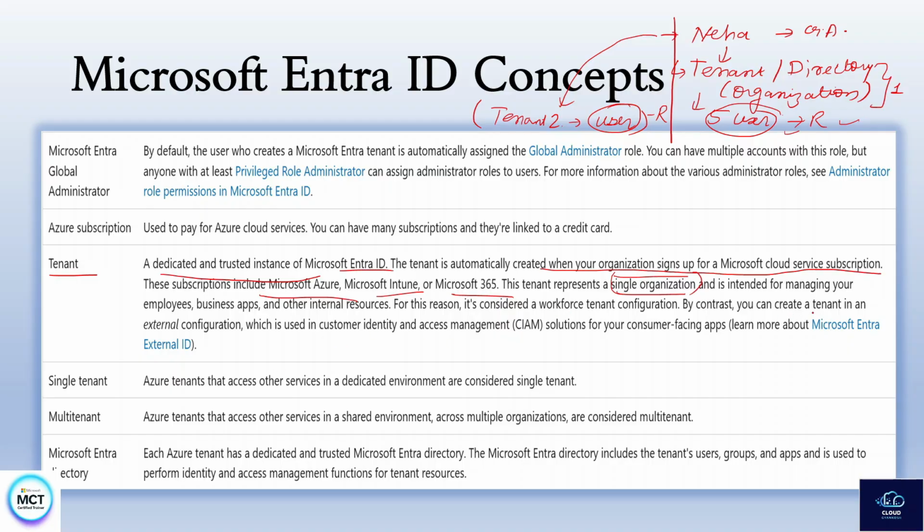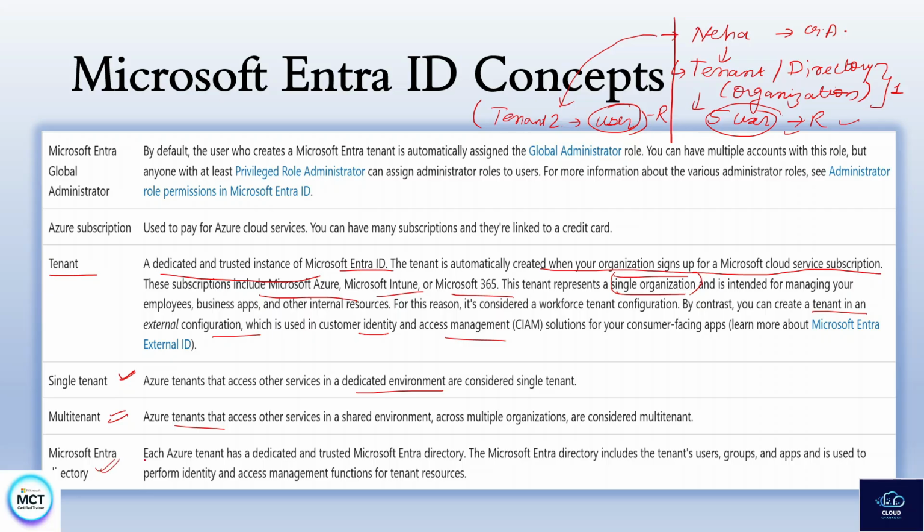You can also create a tenant in external configurations, where you can have different customer IDs and different access management for your consumer facing applications. Generally, for a specific application that we want to manage separately, with greater controls and a greater number of features, we sometimes create an external tenant as well. So either you can work in single tenant mode in a dedicated environment, or you can work in multi-tenant mode, where you have multiple tenants and can switch between them.